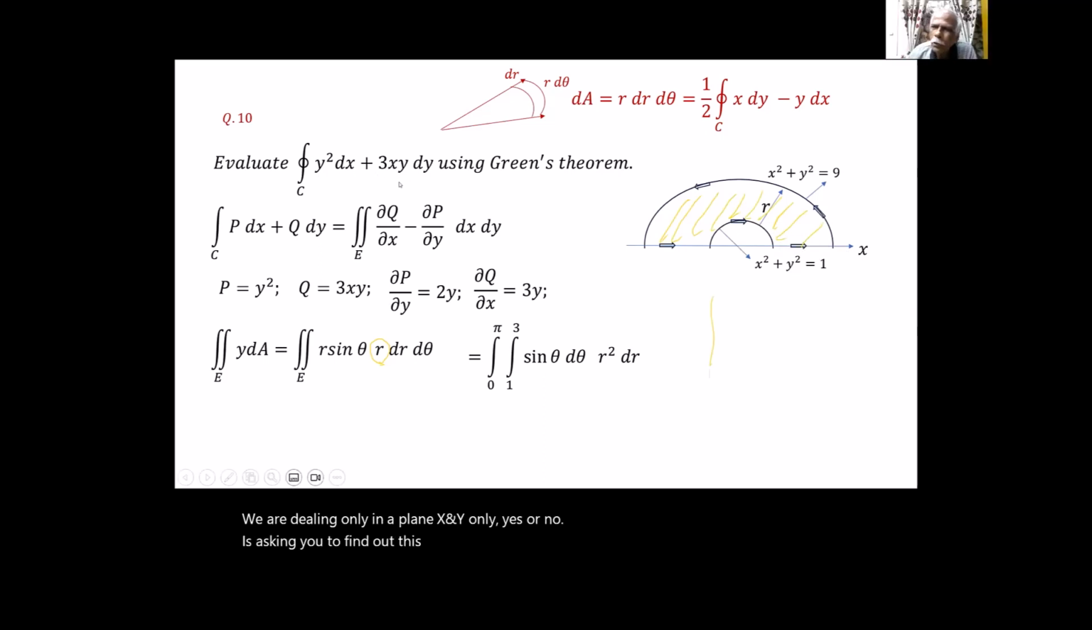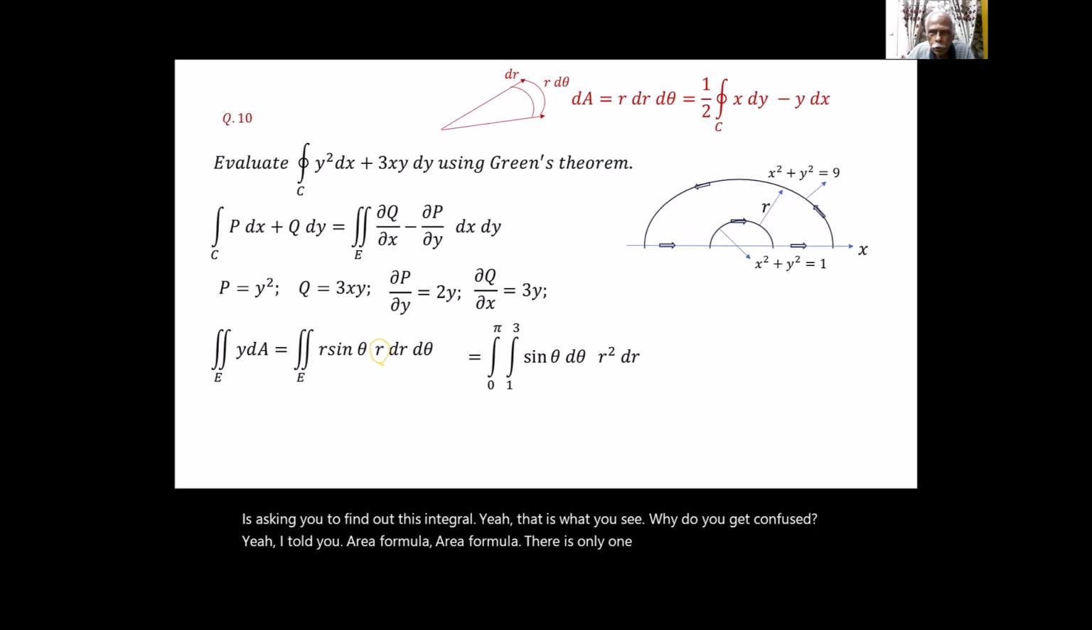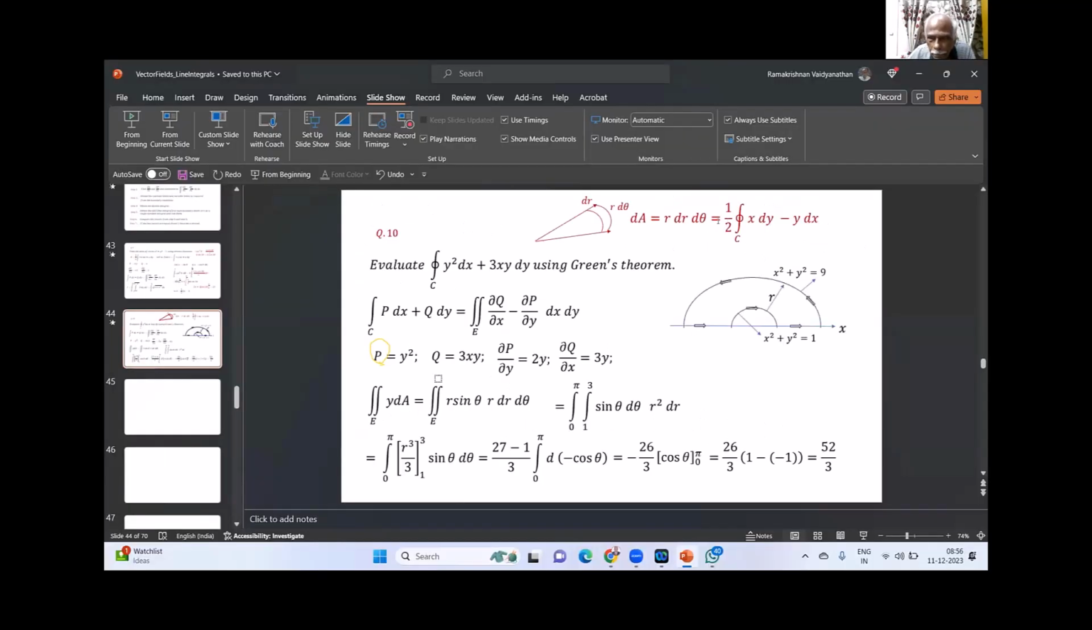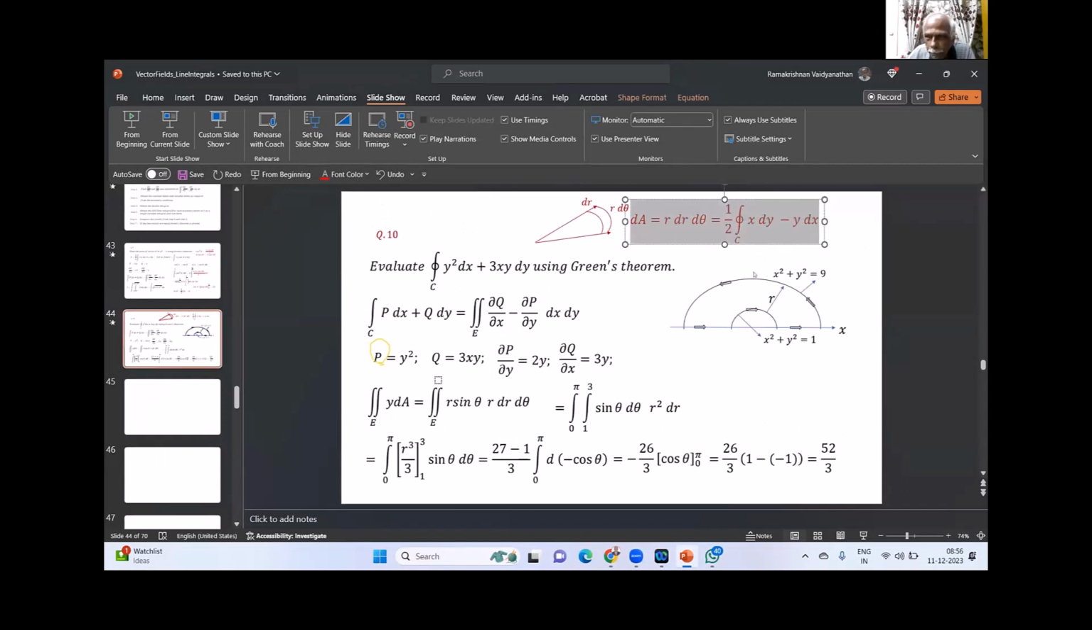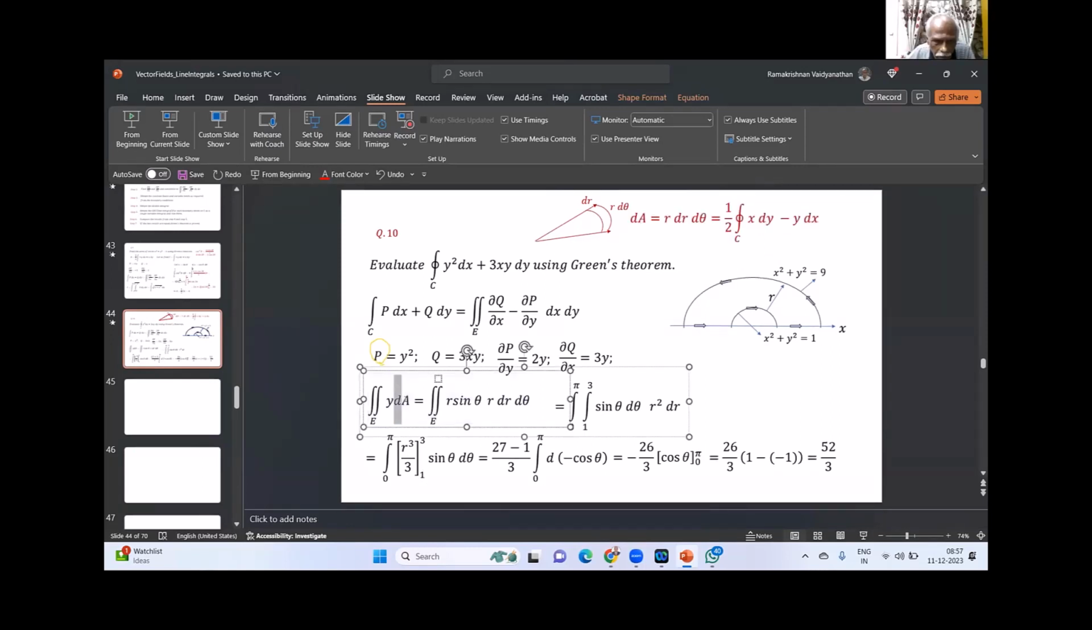That is what, see, why do you get confused? I told you the area formula. There is only one formula, that is 1 by 2. It's given here. This is the formula. Yes or no? And the dA we have obtained here. Why dA? And how do we obtain this dA here?